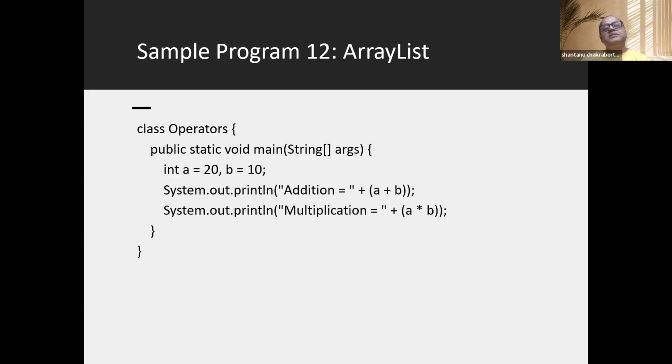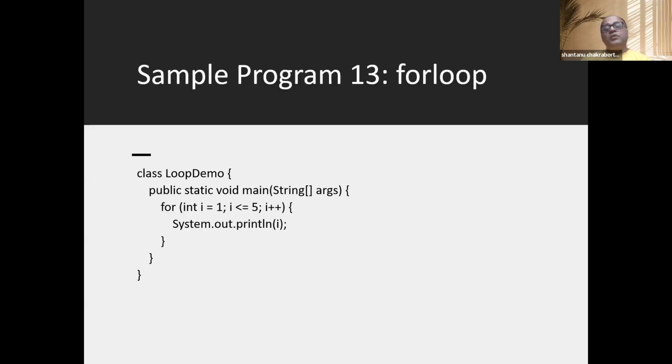This is a class for operators where we use the addition and multiplication operators and show their output. And this is a for loop program that I have displayed in the VS Code editor. In the for loop, we have created a public static void main, and we displayed the values from 1 to 5.